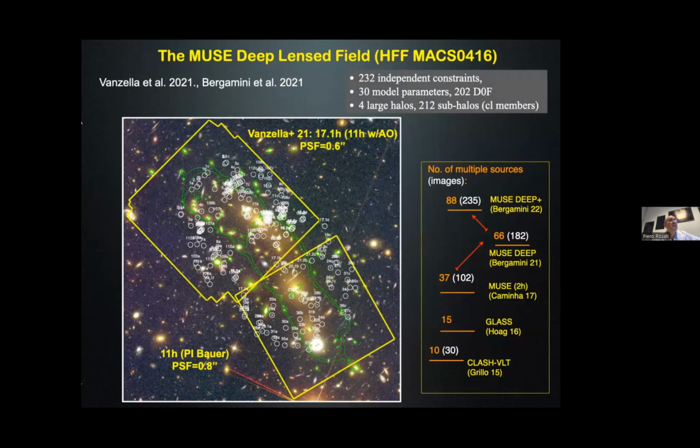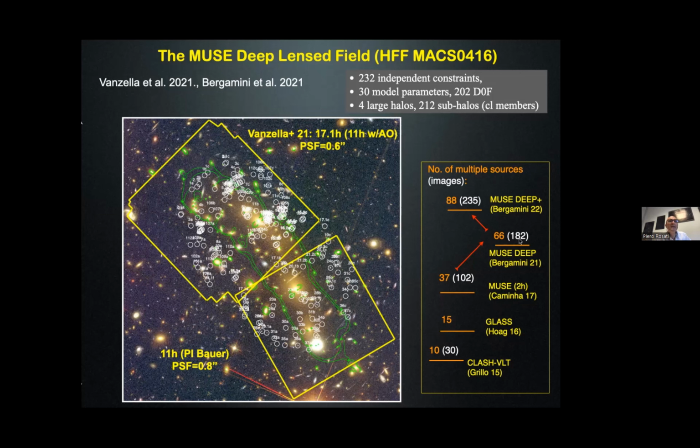So at the end of the day, if you do this, you typically get models with more than 200 independent constraints and typically 25, 30 free parameters. And in this case, at least, this is one of the lenses which we have modeled, which is one of the best known lenses because the largest number of multiple images has been identified. And progressively, as we use better and better spectroscopy, we discover more and more multiple images, 102 back in 2017, the seminal work that Gabriel Caminha did.